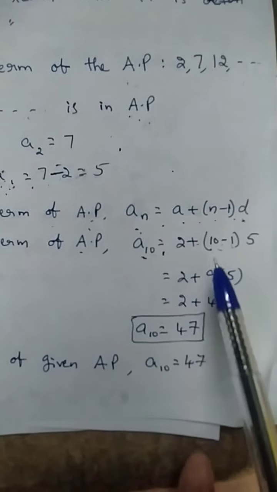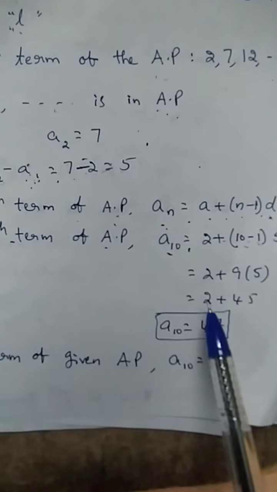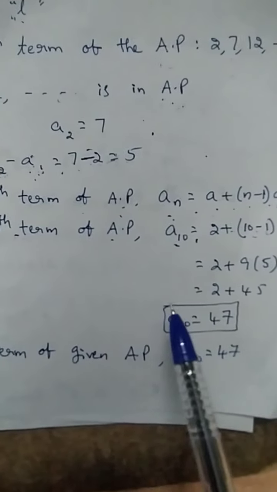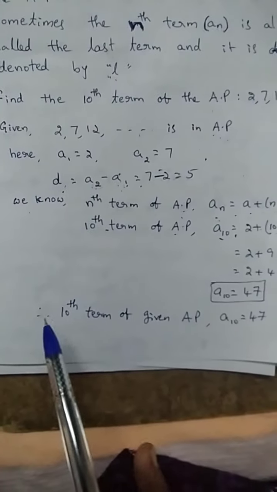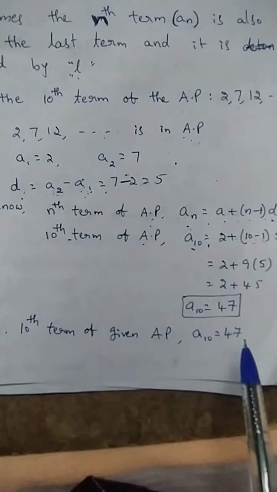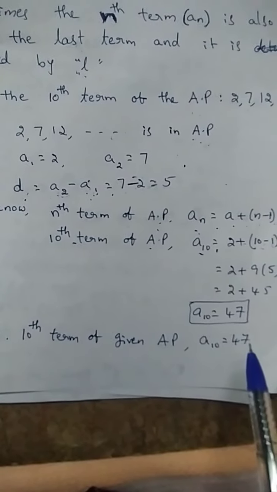So 2 plus, 10 minus 1 is 9, 9 into 5, 9 fives are 45, 45 plus 2 is 47. Then a10 is equal to 47. a10 means the 10th term. Therefore the 10th term of the given AP, a10, is equal to 47.